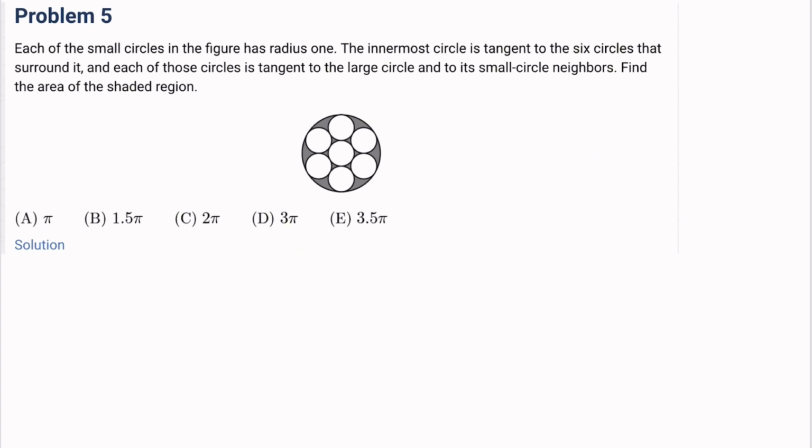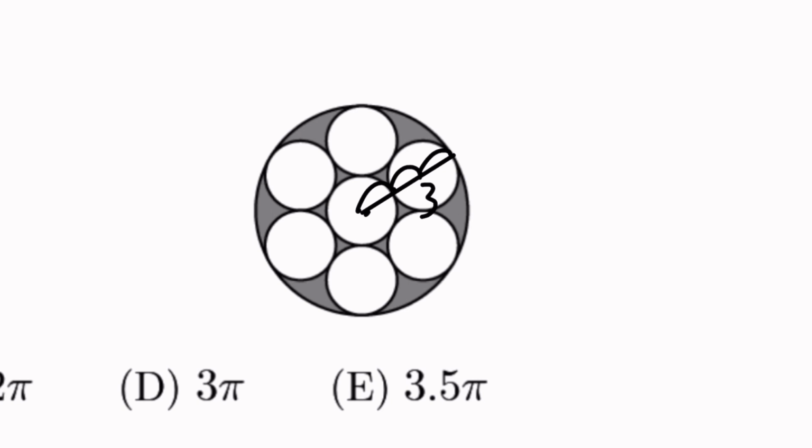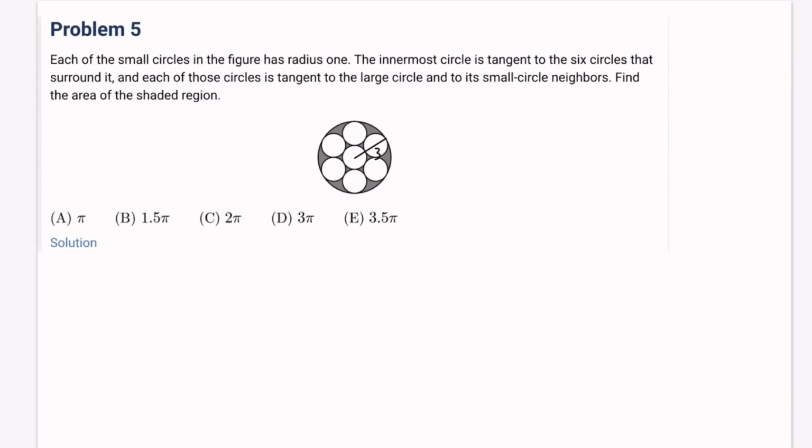Number 5, each of the small circles in this figure has radius 1. The innermost circle is tangent to the 6 circles that surround it, and each of those circles is tangent to the large circle and to its small circle neighbors. Find the area of the shaded region. Okay, so the shaded region is the whole circle minus 7 of these small circles with radius 1, right? And so if we find the large circle first, then the radius of the large circle would be 3, right? Because each of the small circles has radius 1, so this much would be 1, 1, 1, making the radius of the big one 3.